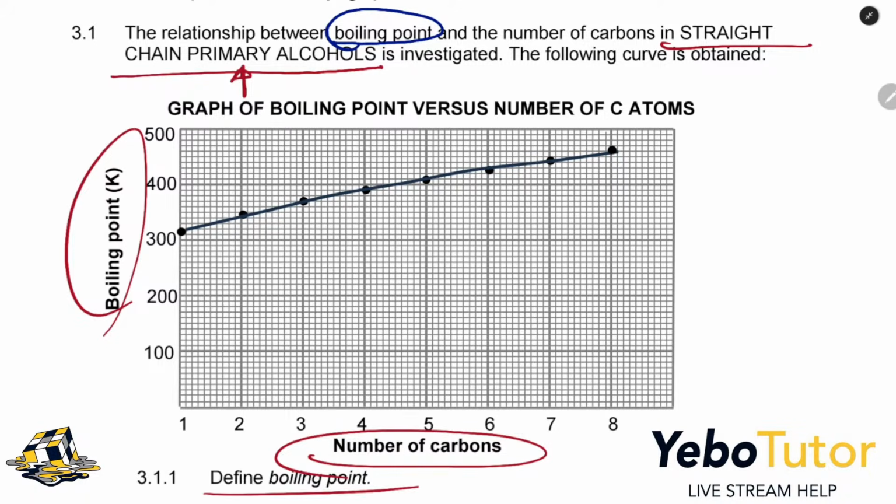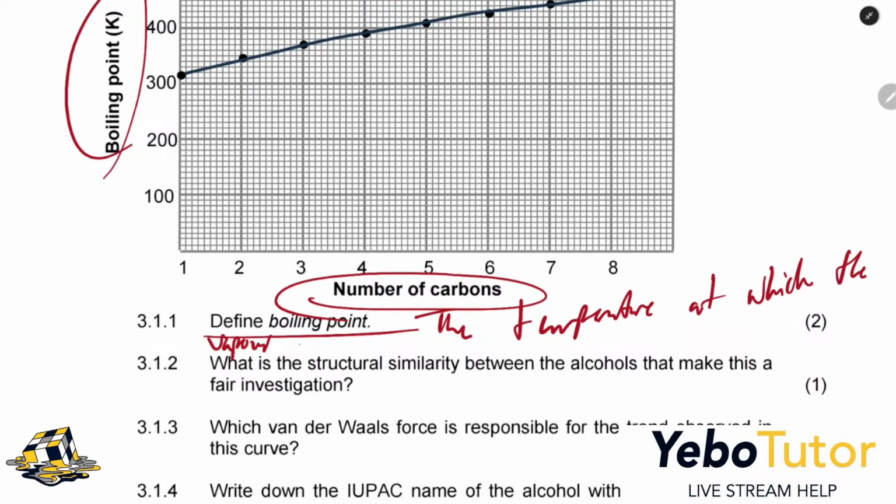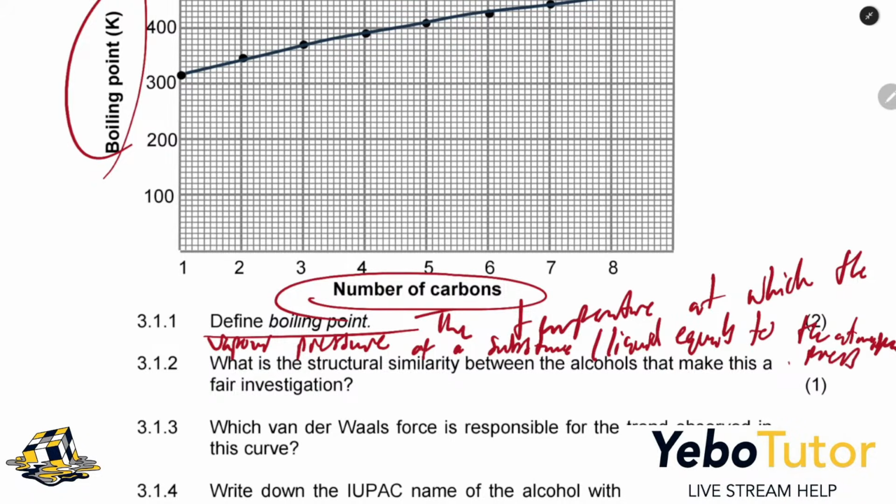Define the term boiling point. Guys, we know that the boiling point is the temperature at which the vapor pressure of a substance, or perhaps you can just say the vapor pressure of a liquid, is equal to the atmospheric pressure, just like that. So the boiling point is the temperature at which the vapor pressure of a liquid or a substance is equal to the atmospheric pressure.